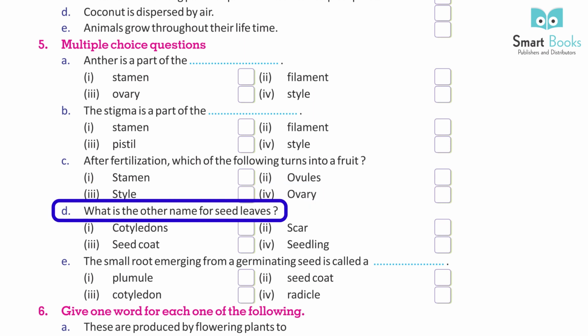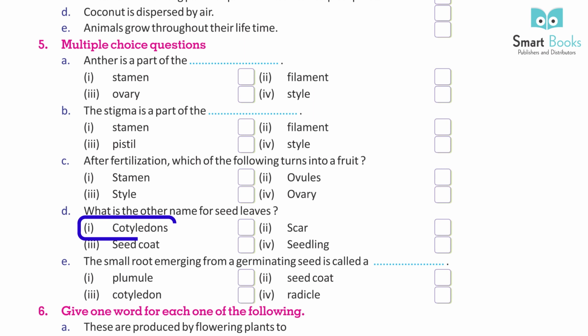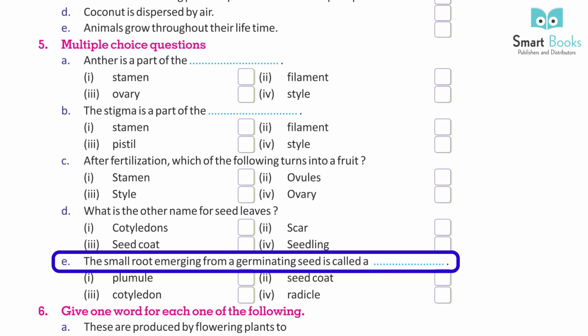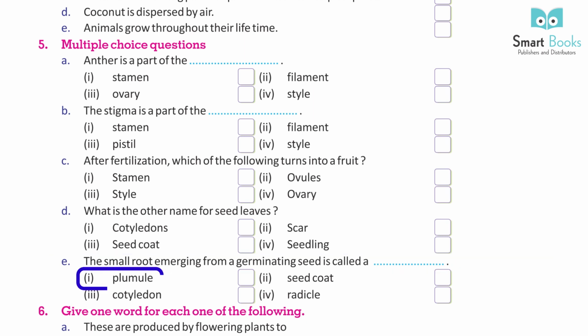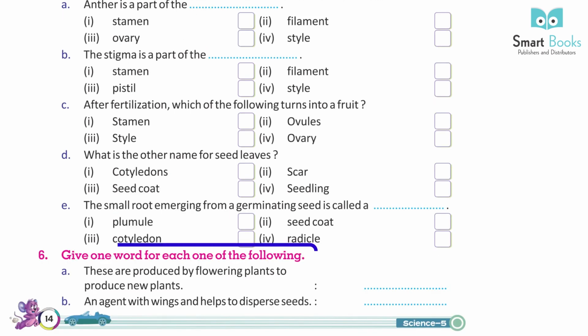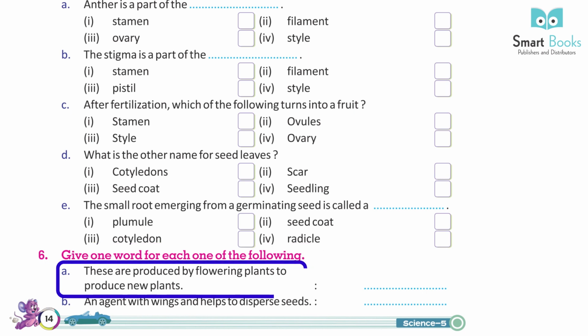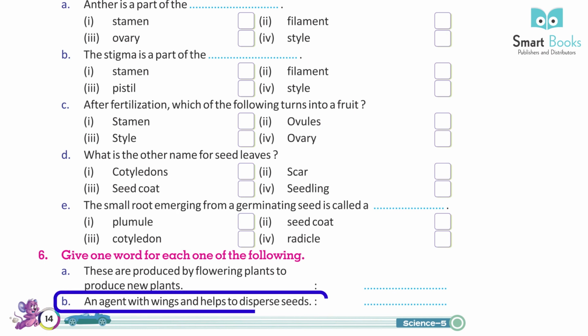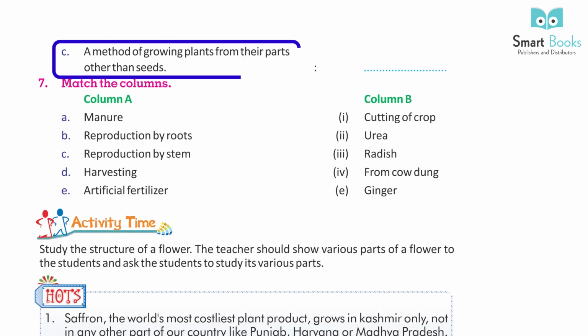D. What is the other name for seed leaves? 1 cotyledons, 2 scar, 3 seed coat, 4 seedling. E. The small root emerging from a germinating seed is called a ____. 1 plumule, 2 seed coat, 3 cotyledon, 4 radicle. 6. Give one word for each of the following. A. These are produced by flowering plants to produce new plants. B. An agent with wings that helps disperse seeds. C. A method of growing plants from their parts other than seeds.